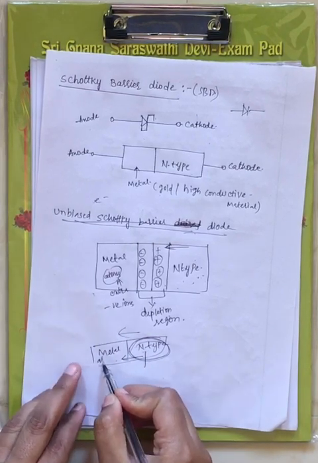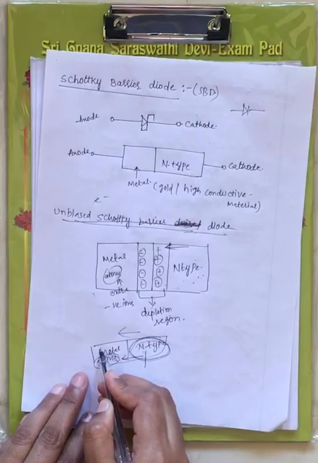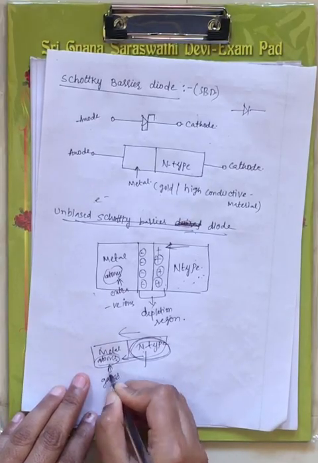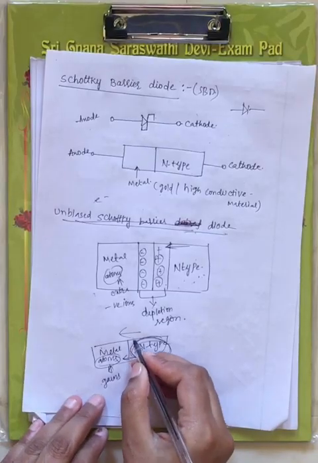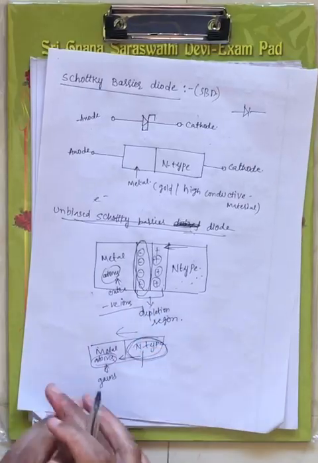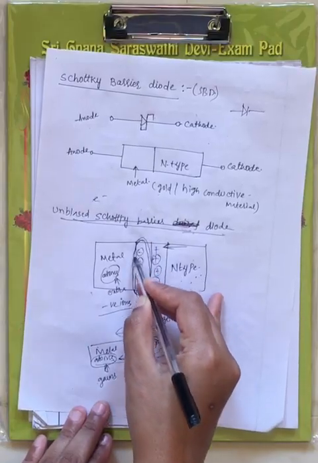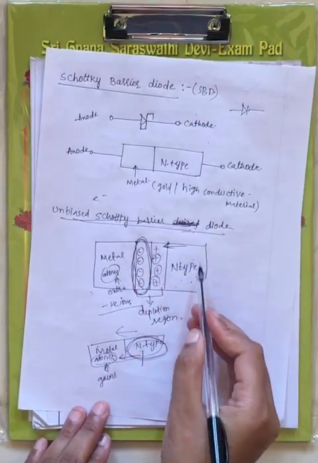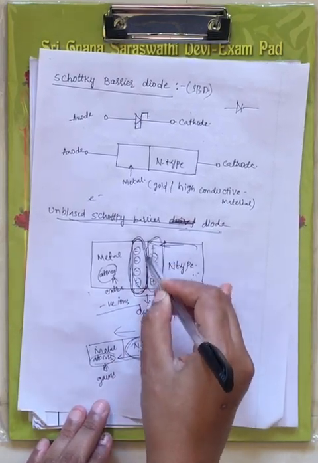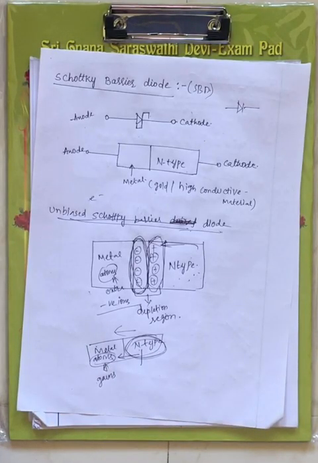What does metal contain? Atoms, right? These electrons are moving towards the region of metal. Now the atom gains an extra electron, and that results in a negative ion at the metal side. Because the electrons move towards the metal, this creates positive ions at the n-type side. This is how the depletion region is formed between the metal and n-type.